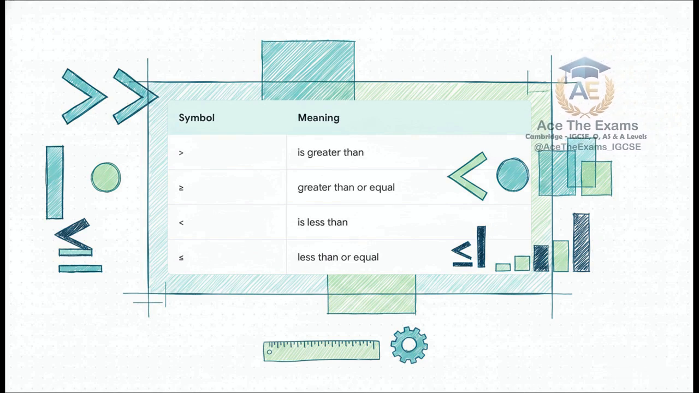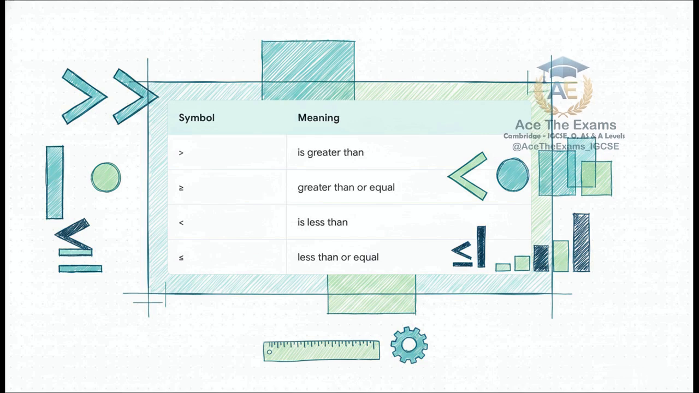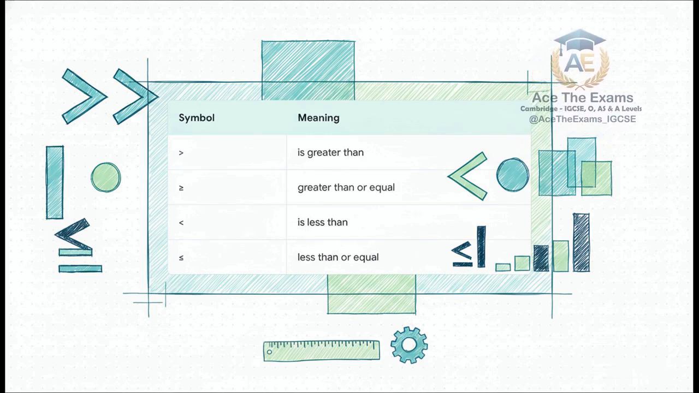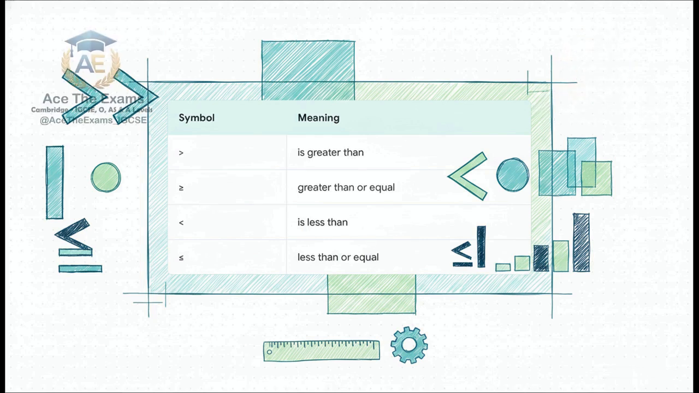If you don't get this translation right, your whole graph will be upside down. The open mouth of the symbol always points to the larger value. So our first symbol, pointing to the right, means is greater than. If we say x is greater than 5, x absolutely cannot be 5. It must be 6, 7, 8, or even 5.001.